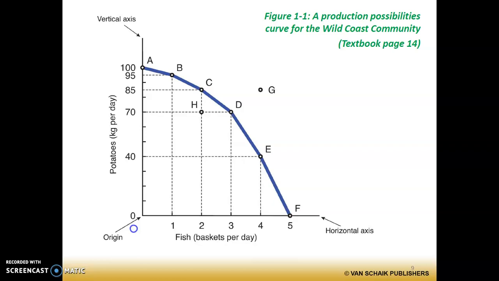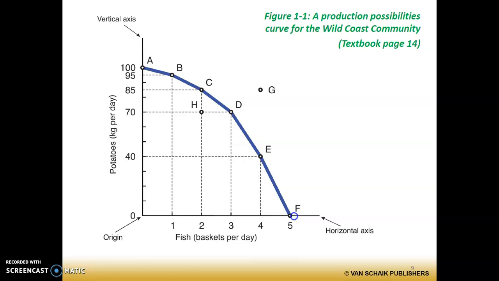We can illustrate scarcity. Scarcity is illustrated by the fact that all the points to the right of the curve, such as G, are unattainable. The curve therefore forms a frontier or a boundary between what is possible and what is not possible. Choice is illustrated by the need to choose among the available combinations along the curve. So they have to choose if they're going to produce at point A, at point C, or E, or F.